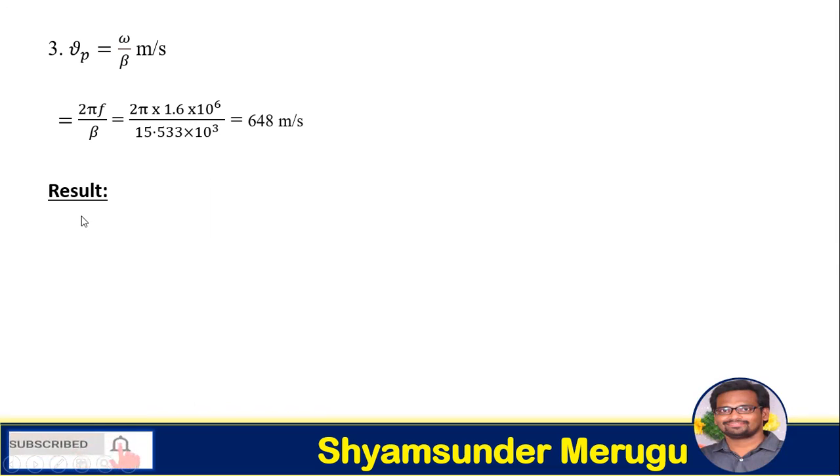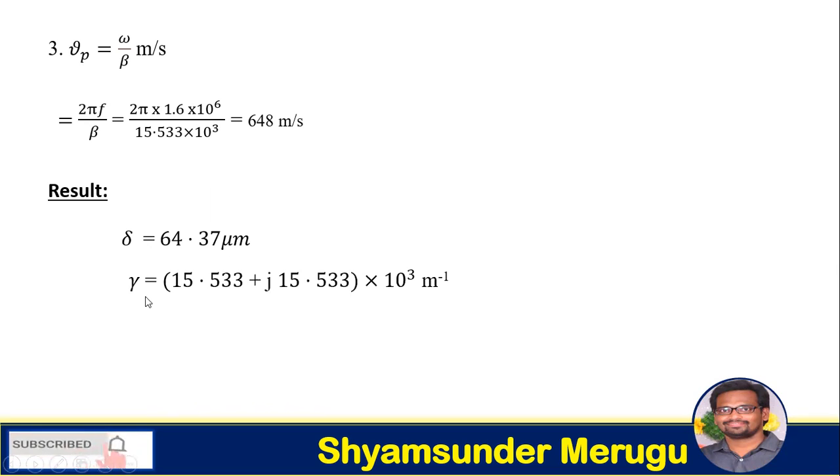Now the final part is the result. The skin depth is obtained as 64.37 micrometer, the propagation constant is 15.533 plus j 15.533 into 10 power 3 per meter, and the wave velocity is 648 meter per second.